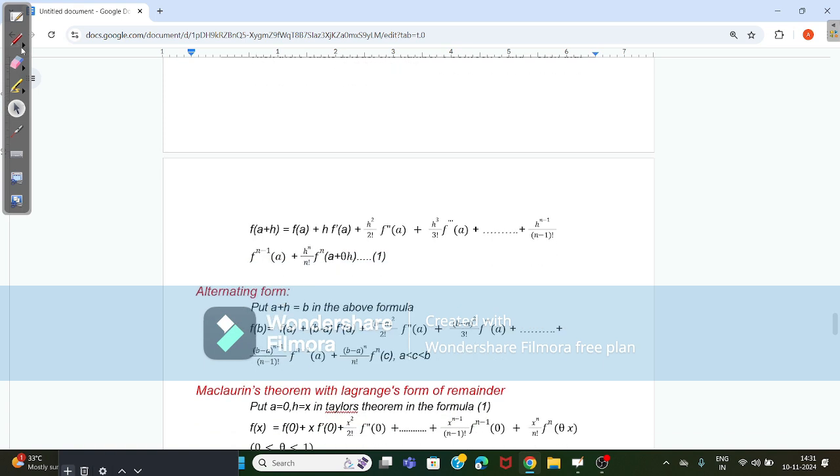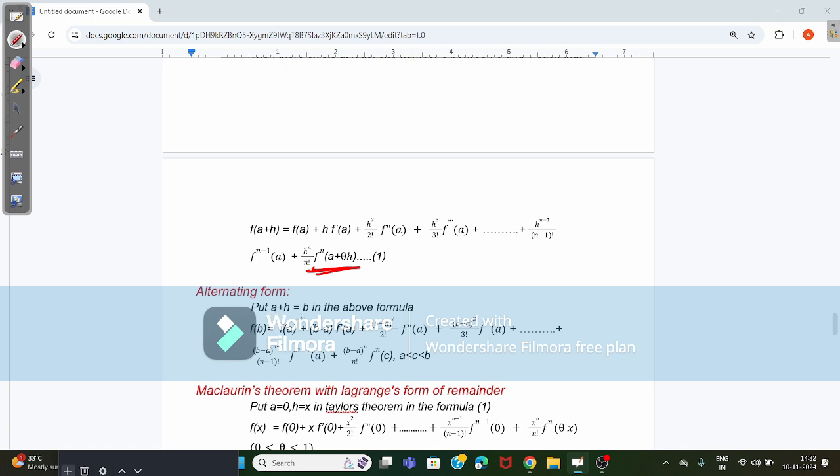f of a plus h is equal to f of a plus h into f dash of a, plus h square by 2 factorial f double dash of a, plus h cube by 3 factorial f triple dash of a, plus and so on, h power n minus 1 by n minus 1 factorial f power n minus 1 of a, plus h power n by n factorial f power n of a plus theta h. Okay, and this is the alternate form of Lagrange's mean value theorem.